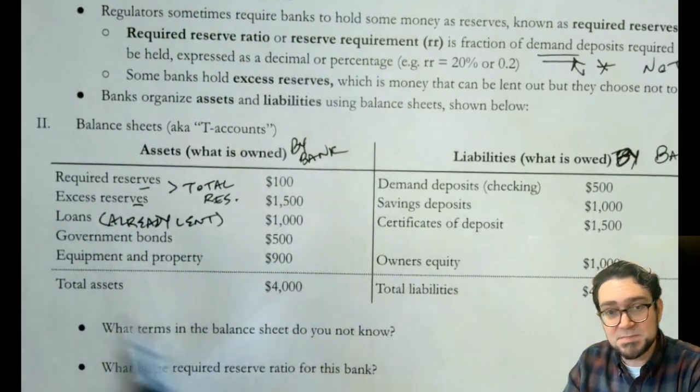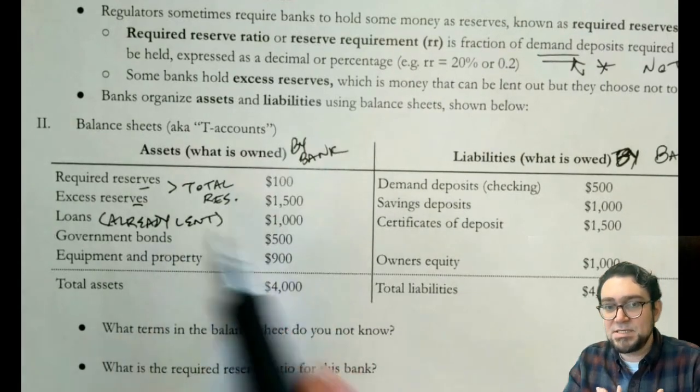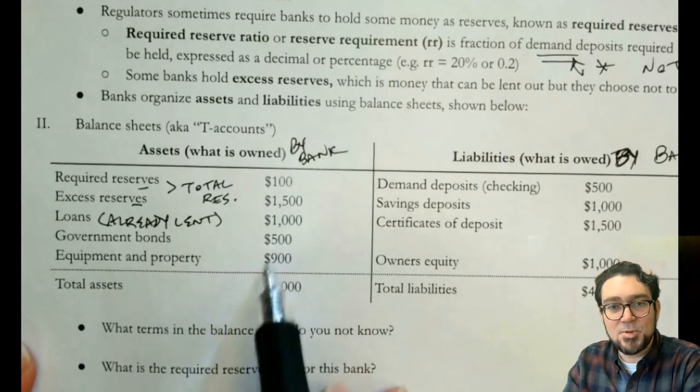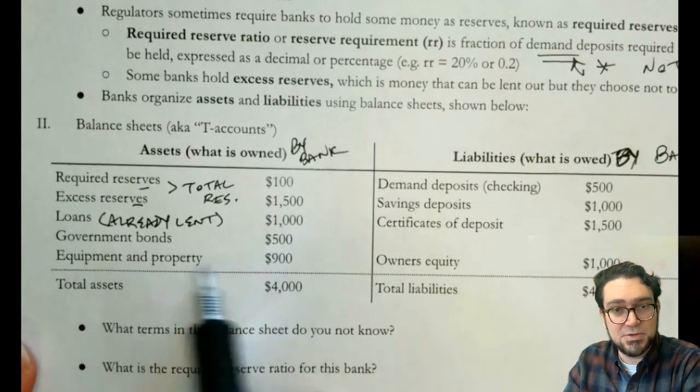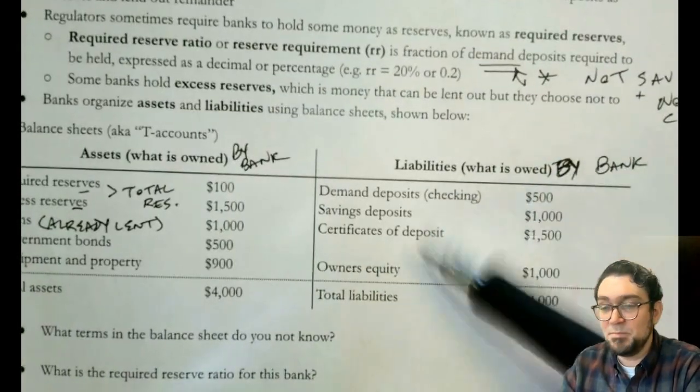Another type of loan is a bond, and it's something of value that the bank owns. Again, they count it as an asset. If we added up all of the assets of this bank, in addition to their equipment and property, we'd get $4,000. Now, on this side is what the bank owes.